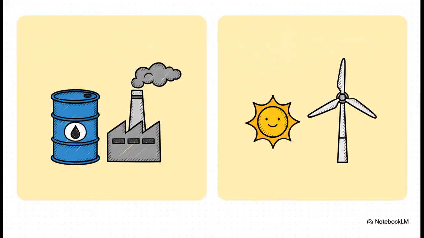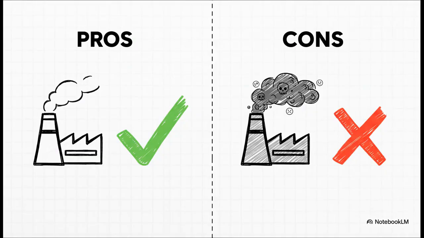On one side, you have the non-renewables, right? Things like coal and oil. Once you burn them, that's it, they're gone for good. But on the other side, you've got renewables, the ones that nature keeps topping up so they're sustainable for the long haul.